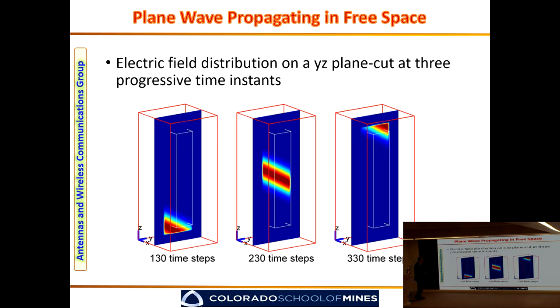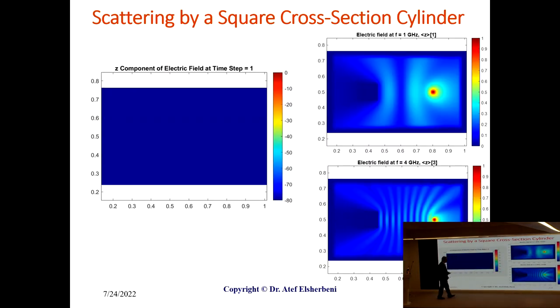This is, for example, the dielectric slab, a plane wave propagating through the slab, the middle of the slab, and the end of the slab. This is a two-dimensional simulation for a line source illuminating a square cylinder. And this is basically the time domain simulation.